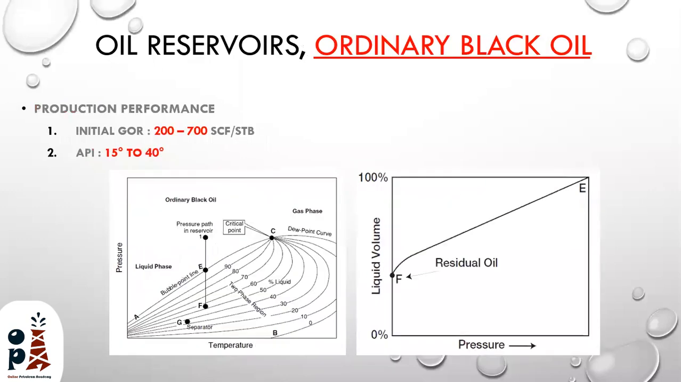The ordinary black oil has more gas than the low shrinkage oil reservoir. So its GOR is between 200 and 700 standard cubic feet per standard oil barrel, and the API ranges from about 15 to 40. The location of reservoir pressure and temperature is nearer than the location for the low shrinkage black oil reservoir.